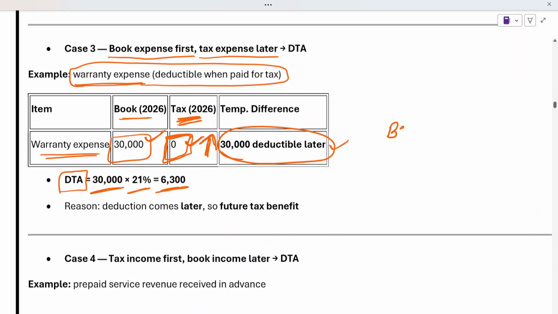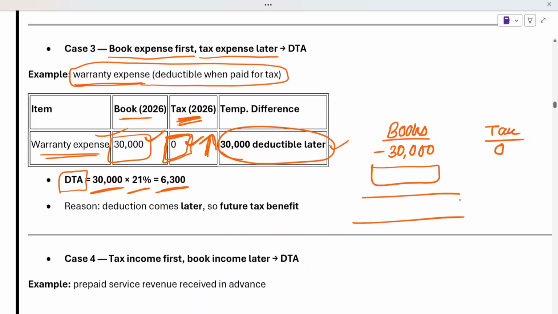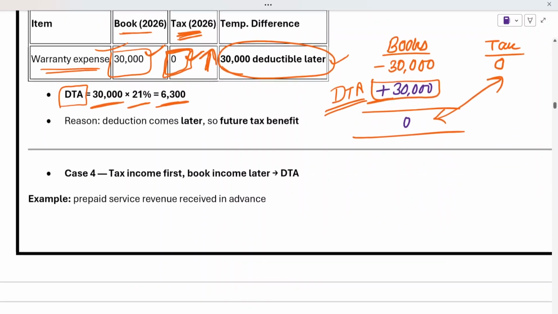Now, if I want to keep it simple, you can write books here and you can write tax here. Within books, you can show that this is a $30,000 expense for you. So you wrote it as minus, and within taxes, you can write the tax as zero. Now what you need to write here so that both of these numbers match? You will simply say, I need to write plus 30,000 here so that this becomes zero and both of them match. Now you can simply say that this becomes my deferred tax asset. Why? Because there is a plus sign here. So this is creating a deferred tax asset for you.